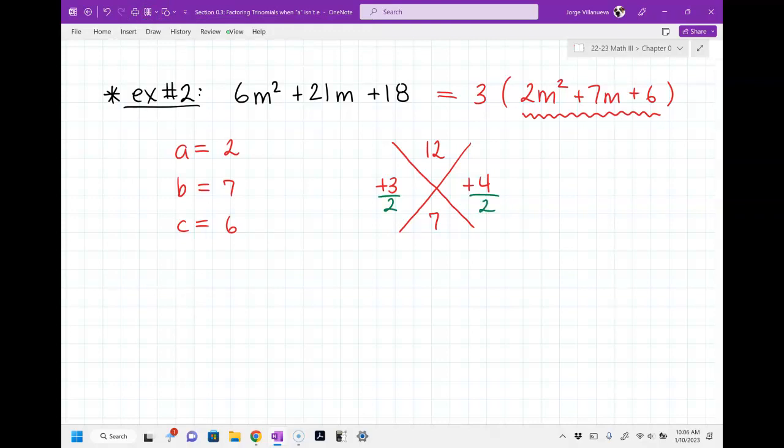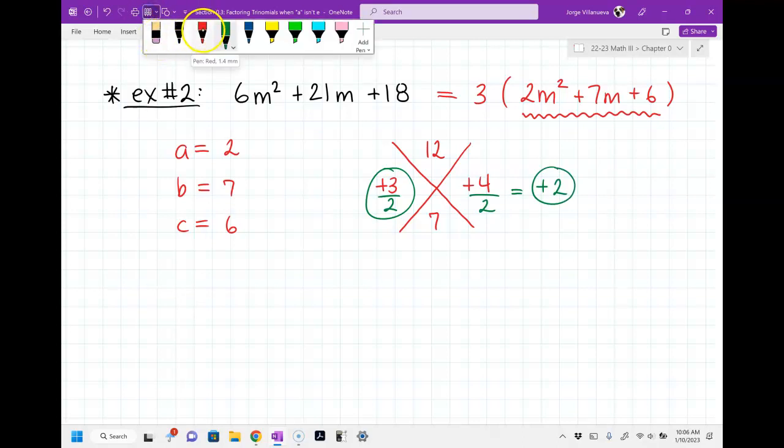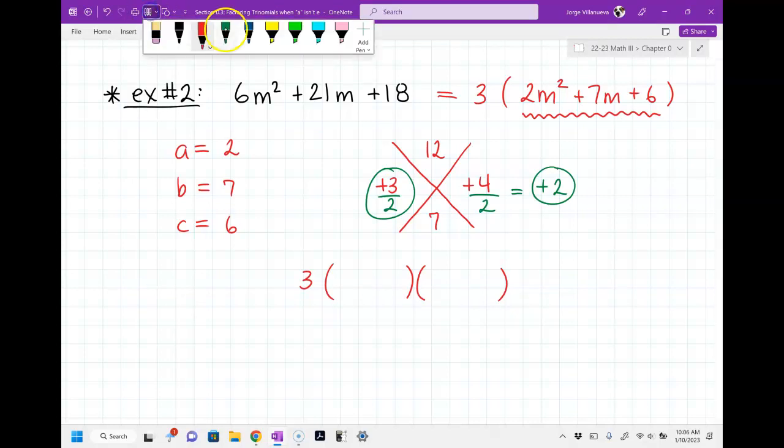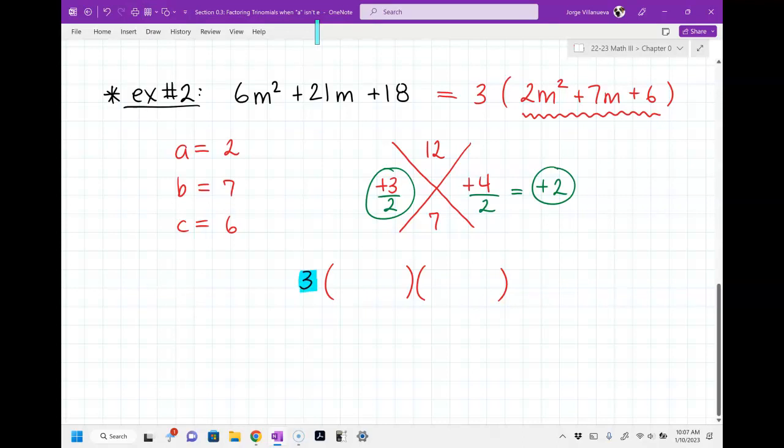Now 3 divided by 2, I cannot simplify anymore. I know I can rewrite it as 1.5, but don't do that. Just leave it as 3 over 2. I can't simplify it. But 4 over 2, that's a positive 2. And that's simplified. So let me write my initial answer here. Now remember, there was a 3 to begin with in the very front. So 3, and then I'm going to write 2 parentheses. Remember, that 3, I'll highlight it for us just in case you go home and you're like, where the heck did he get that from? That came from here. So that 3 is from right there.